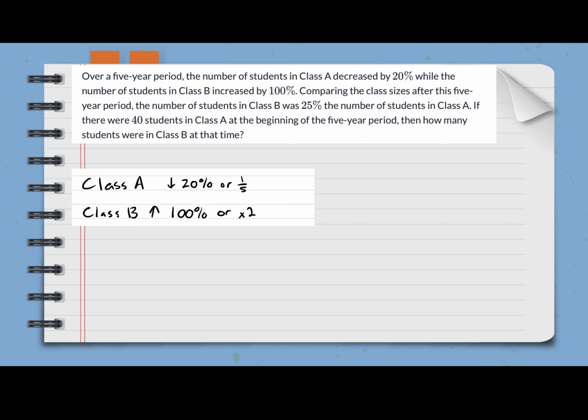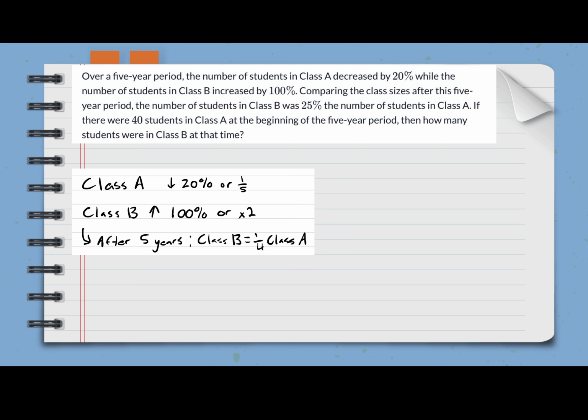If you prefer using percentages, go for it. But Class A decreases by 20% or 1/5, and Class B increases 100%, which just means double. So again, you also have to know how to interpret these percentages. And increasing 100% means you double it. So after 5 years, Class B is 25% the number of students in Class A, which again for me helps me using fractions. So I say 1/4 times Class A equals Class B after this 5-year period.